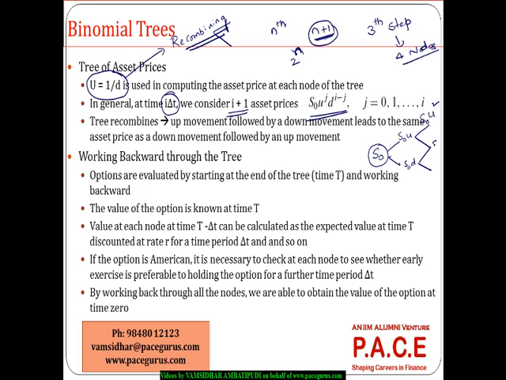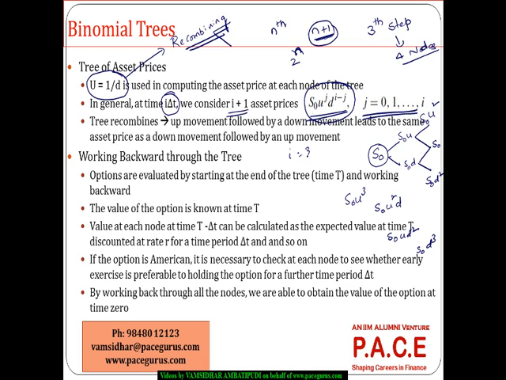U is 1 by D, so this becomes S naught, and this becomes S naught D squared. Now if I look at one more step, it becomes S naught U cube, then S naught U squared D, then S naught U D squared, and S naught D cube. If you look at this, it is nothing but an expansion of S naught U to the power of J D to the power of I minus J, where J is running from 0, 1, 2 up to I.